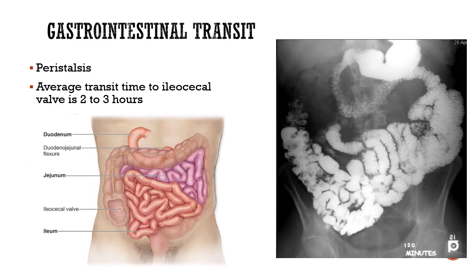So peristalsis, as we talked about before, is that wave-like motion that happens within the digestive system, and the average transit time to the ileocecal valve is 2 to 3 hours. So it takes quite a while for the transit through the small intestine.